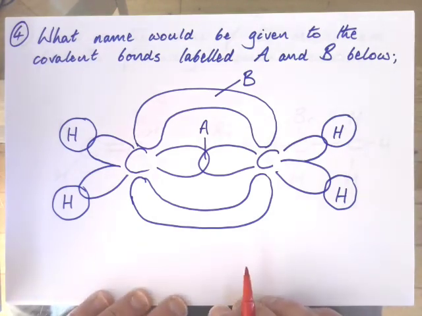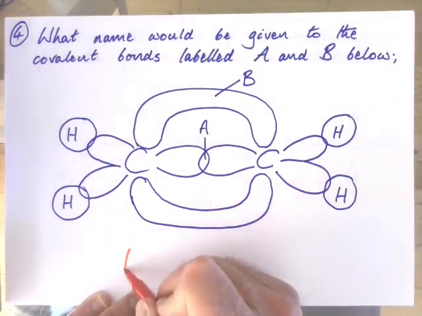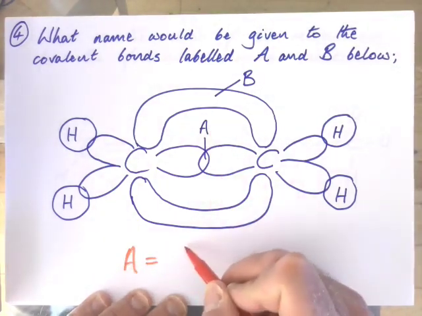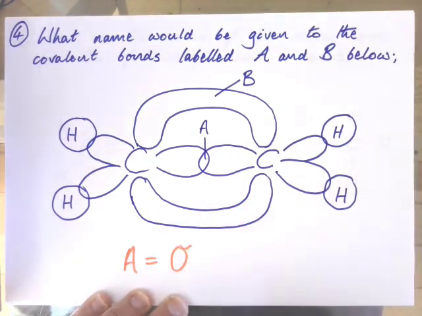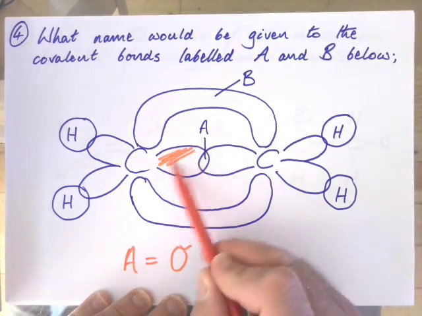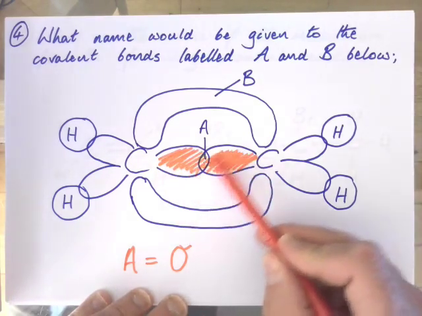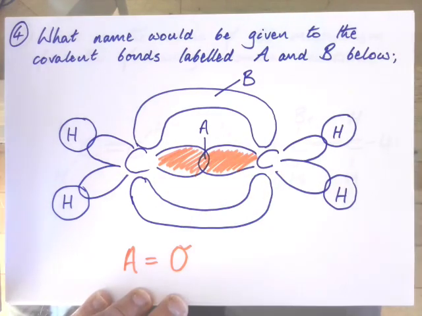Okay, so you've paused, you've thought, you've found out what the answer is. Now then, let's see if you're right. A would be referred to as a sigma covalent bond, where you get two orbitals, in this case sp2 orbitals, overlapping really well to give us a strong covalent bond. And they hardly ever break when alkenes react.